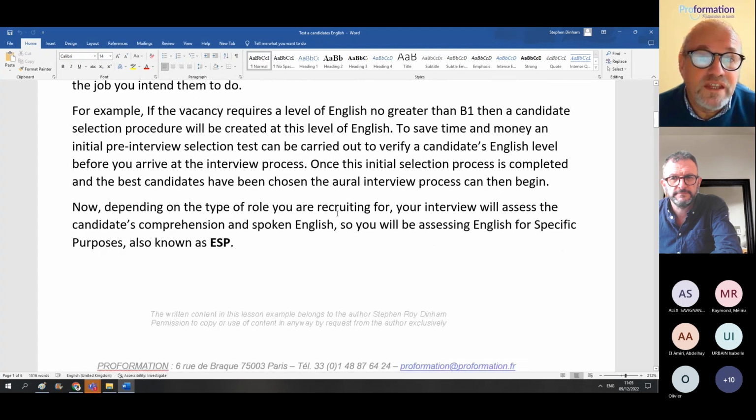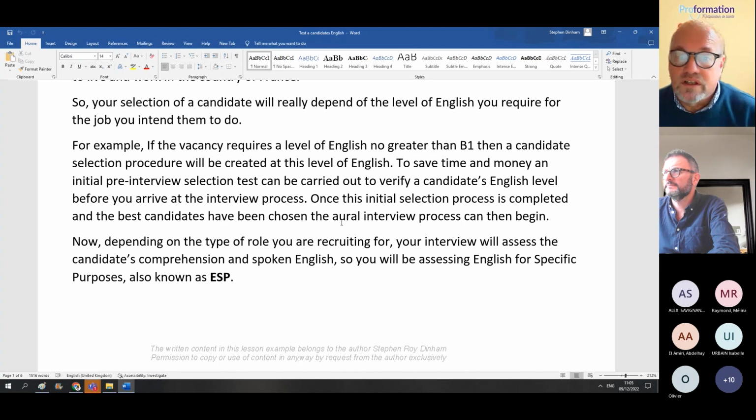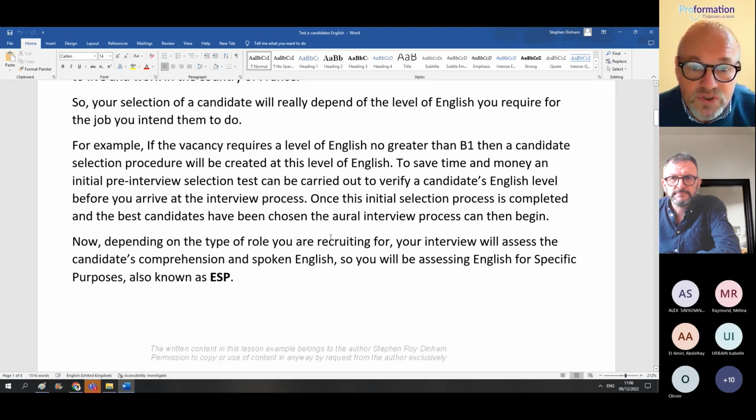For example, if the vacancy requires a level of English no greater than B1, then a candidate selection procedure will be created at this level of English. To save time and money, an initial pre-interview selection test can be carried out to verify a candidate's English level before you arrive at the interview process. Once this initial selection process is completed and the best candidates have been chosen, the oral interview process can then begin.